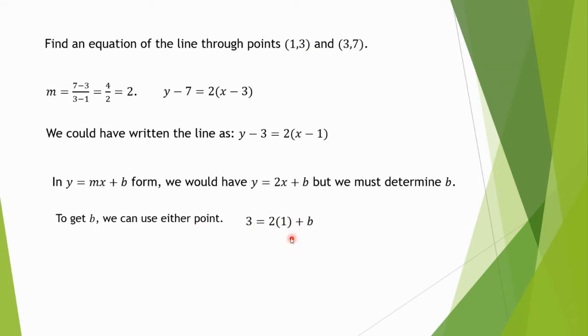So I'm using the first point, and now we can figure out what b is. And then you just solve algebraically for b, right? That's all I'm doing. Subtract 2 from each side, right? Because we have 3 equals 2 plus b. 2 times 1 is 2. Subtract 2, so we get b is 1. And so we have our line, right? y equals 2x plus 1.